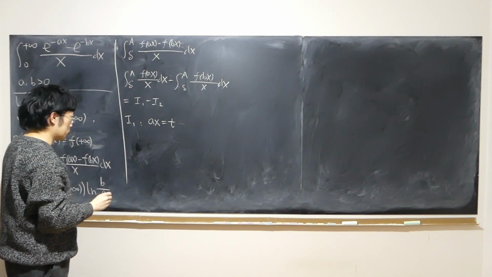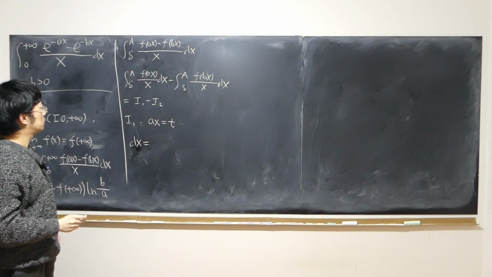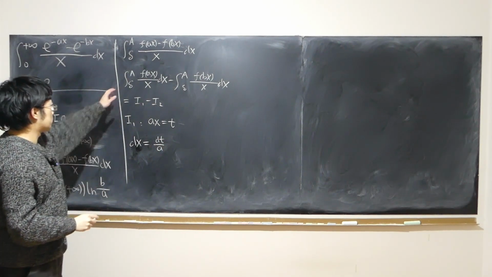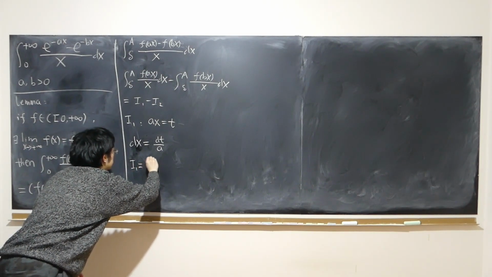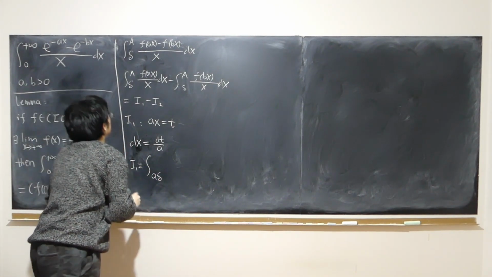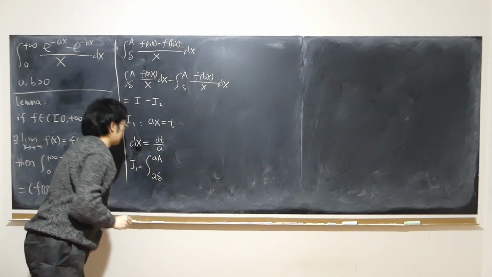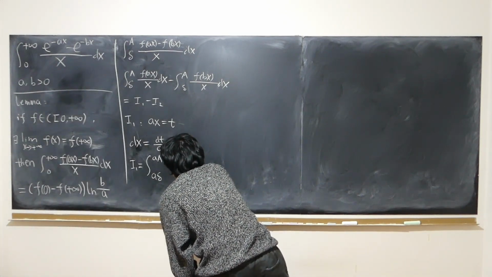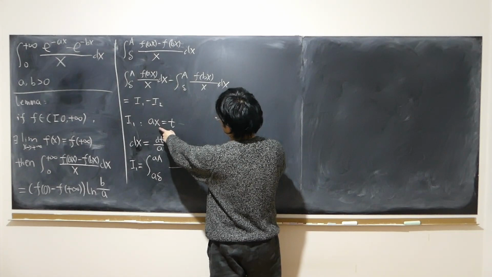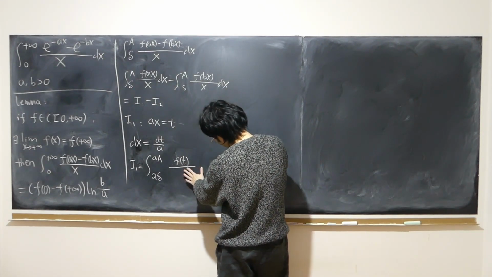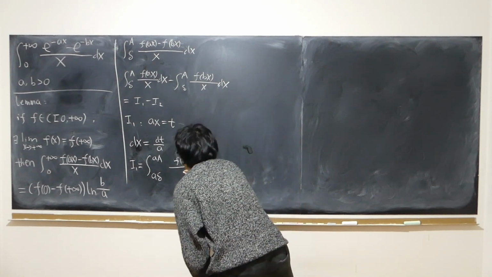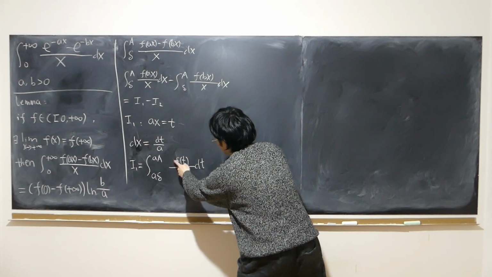Then dx is equal to dt over a. Also change the boundaries. When x is equal to delta, t is equal to a times delta, and I have a times capital A as my upper bound. The integrand this time is going to be f of t, and x becomes t over a in the denominator, so that is equal to a on the top, and t still stays at the bottom.